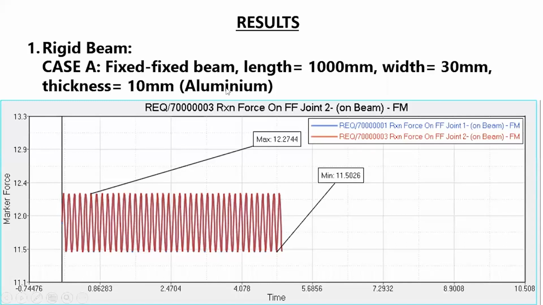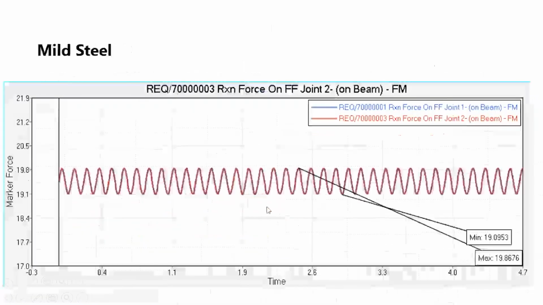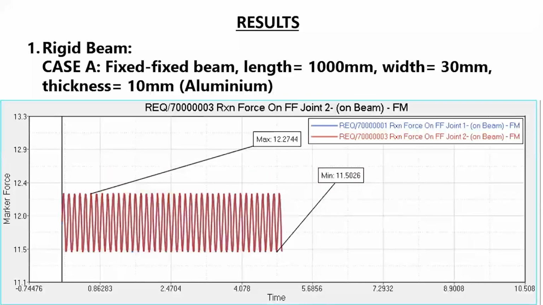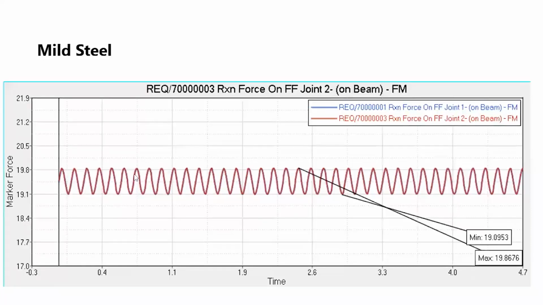with length of 1000 mm, width of 30 mm, thickness of 10 mm, and an aluminium beam, we get this marker force, or the reaction force at the joints. We get this kind of variation where the maximum reaction force is about 12.3 Newton and the minimum reaction force is about 11.5 Newton, and the reaction force exists on these two joints. Obviously, because these two joints will have similar reaction force variations with respect to time, this can be seen as the result.